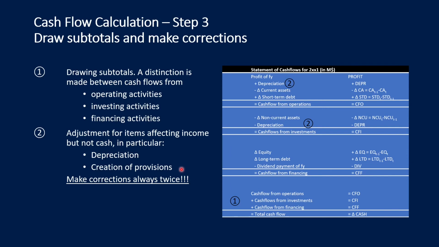Another example would be the creation of provisions, but many provisions are short-termed, and if you correct the profit in the operations section, you would have to make the second correction also in the operations section, so you can simply leave it out. Only those provisions that are part of the financing have to be corrected here and here again. But the depreciation is the usual example that has to be kept in mind here.